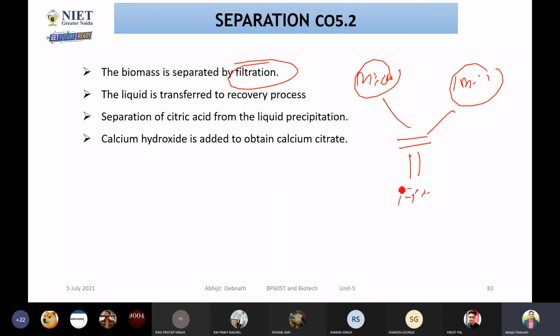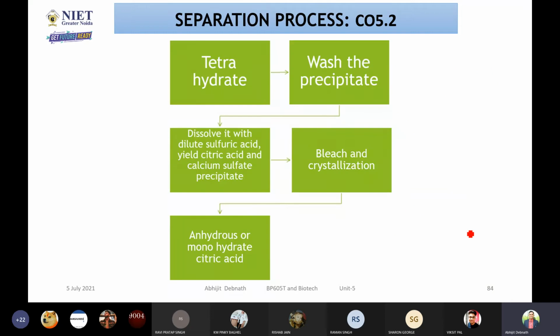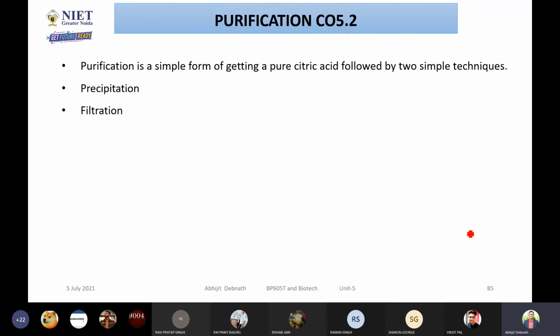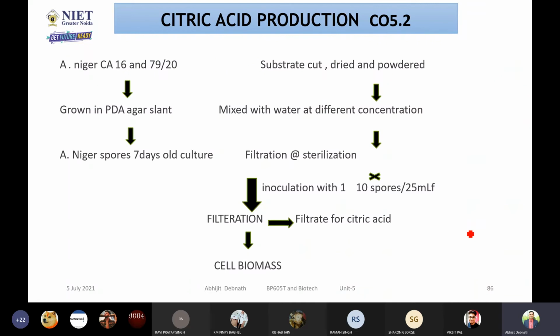You are going to filter that thing, and after filtration, you get this final product. If you are interested, you can do some further activities. So this is the entire process of the separation, and then you will go for the purification. So this is the entire chart of the citric acid production.